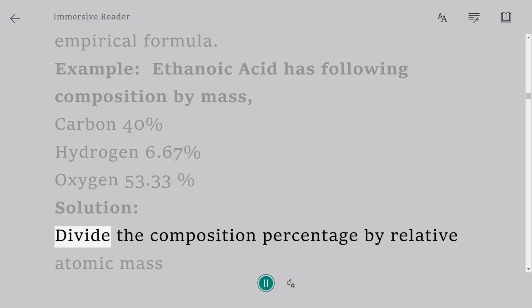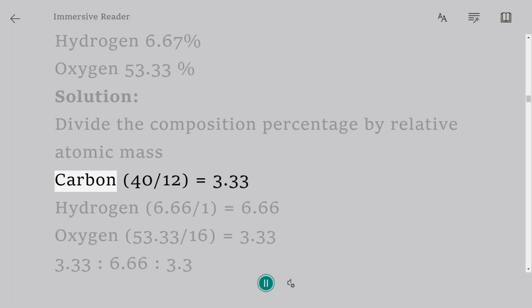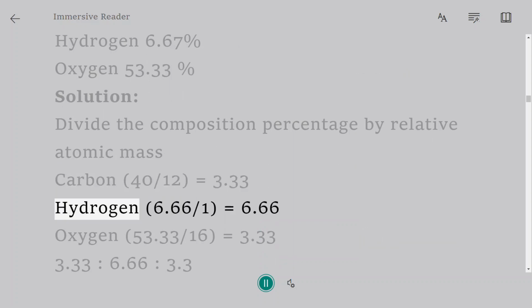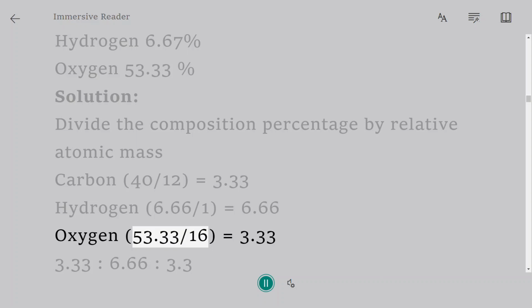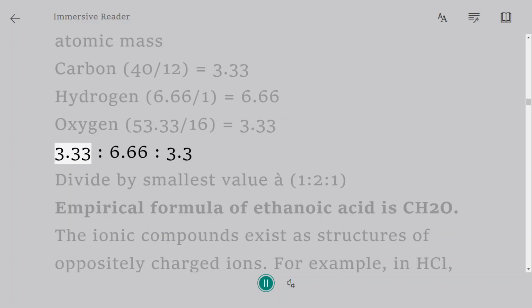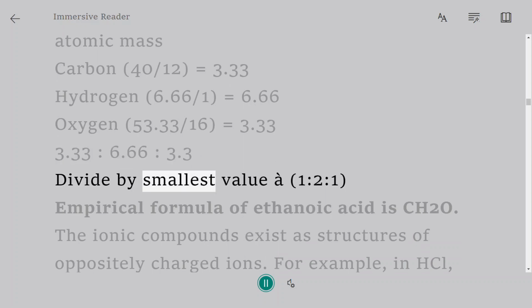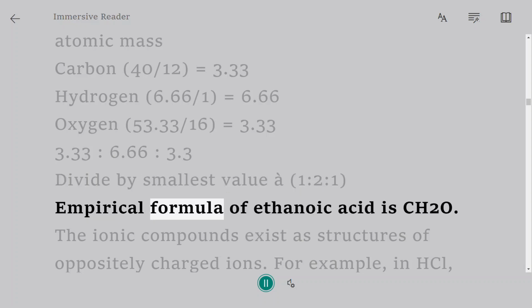Solution: divide the composition percentage by relative atomic mass. Carbon, 40/12 equals 3.33. Hydrogen, 6.66/1 equals 6.66. Oxygen, 53.33/16 equals 3.33. So 3.33, 6.66, 3.33. Divide by the smallest value, giving the ratio 1:2:1. The empirical formula of ethanoic acid is CH2O.